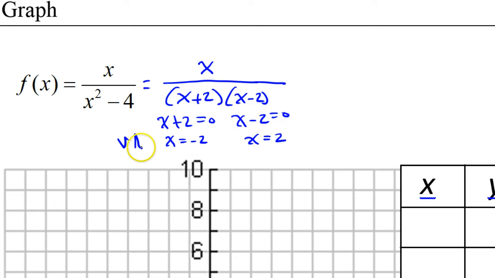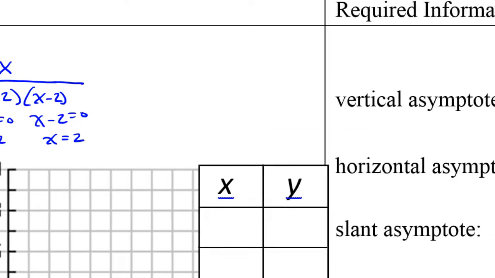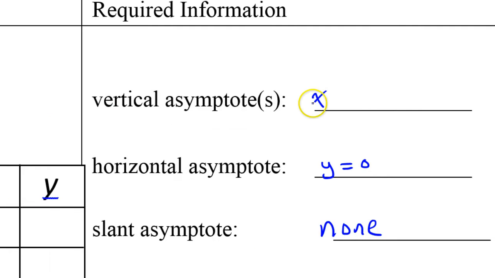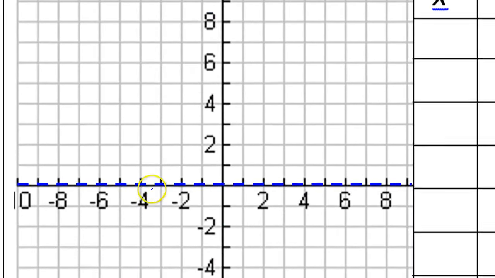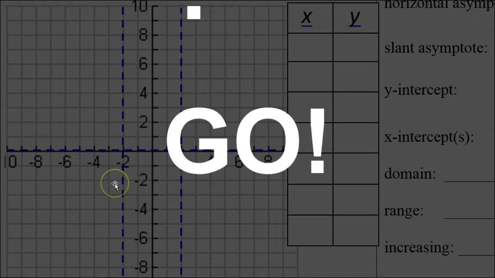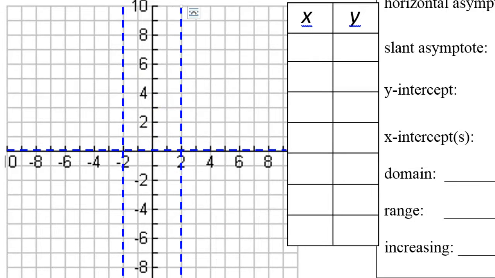These are my vertical asymptotes, which I will go ahead and record over here. So we have a vertical asymptote at x equals negative 2 and x equals positive 2. By the way, make sure that you put x equals in front of it. Don't just put negative 2 and positive 2. It has to be x equals. Same here, don't just put 0, it has to be y equals 0. Alright, so might as well graph these vertical asymptotes as well at negative 2 and positive 2. Alright, so here we have our vertical asymptotes.